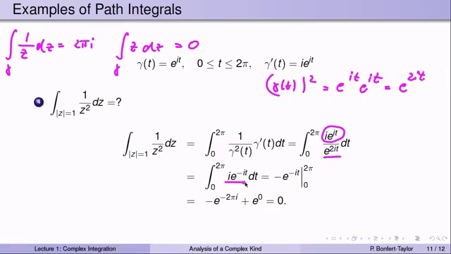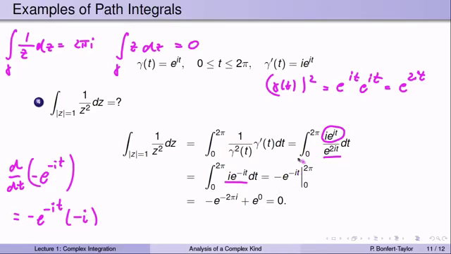What is an antiderivative of i e to the minus it? The claim is it's minus e to the minus it. Again, let's check. How do I check? I take the derivative of minus e to the minus it. The derivative of that is minus e to the minus it times the derivative of the exponent, which is minus i. The two negative signs cancel out. I'm left with i times e to the minus it, which is exactly what I wanted to get.